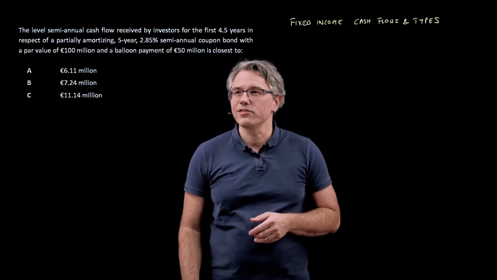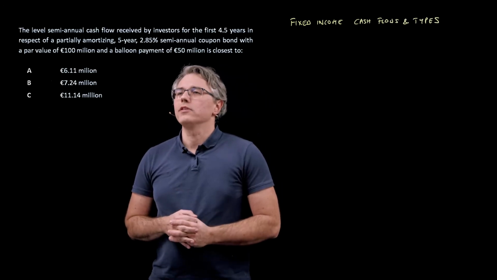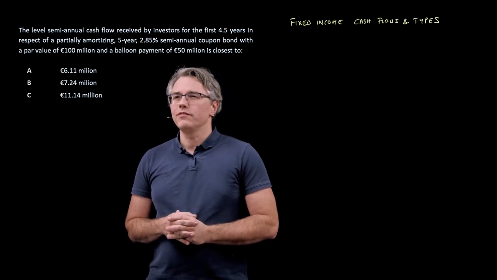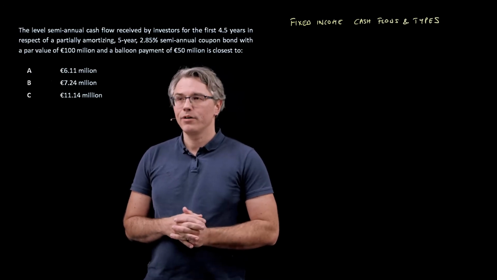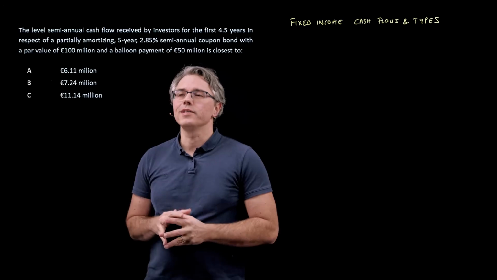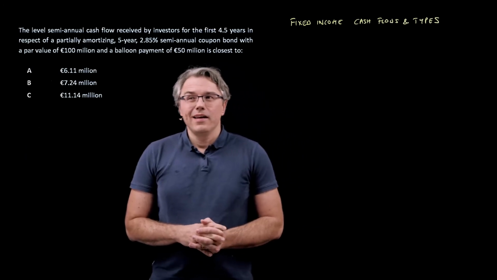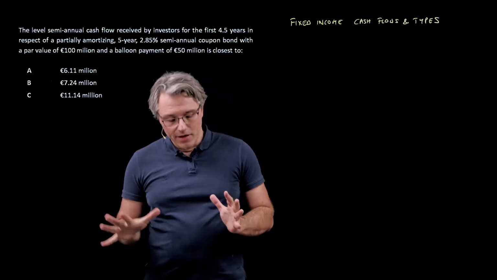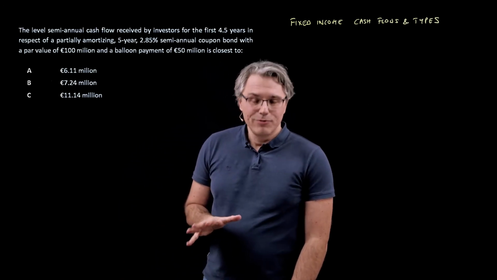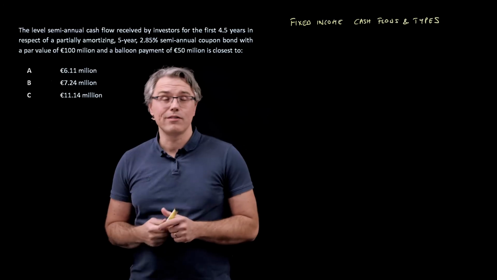Okay, let's have a look at the second question, this time with partially amortizing debt. The level of semi-annual cash flow received by investors for the first 4.5 years in respect of a partially amortizing 5-year 2.85 semi-annual coupon bond with a par value of 100 million and a balloon payment of 50 million is closest to. Okay. Similar data to what we saw before in the previous question with some subtle, nevertheless very important changes.